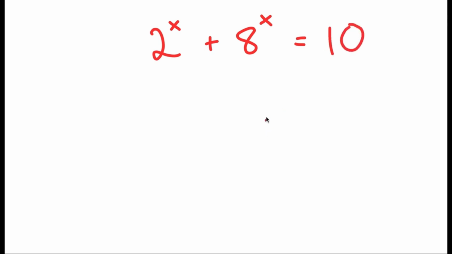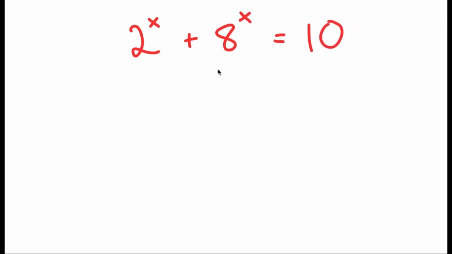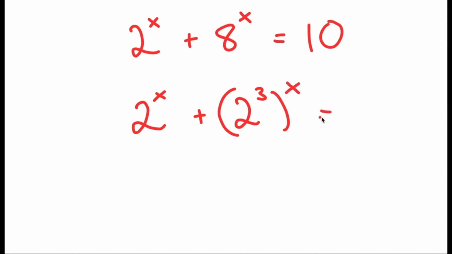Alright, so in this video, I'm going to solve the equation 2 to the power of x plus 8 to the power of x is equal to 10. So to solve this, I'm going to first start by rewriting 8 as 2 to the power of 3. So I get (2 to the power of 3) to the power of x is equal to 10.